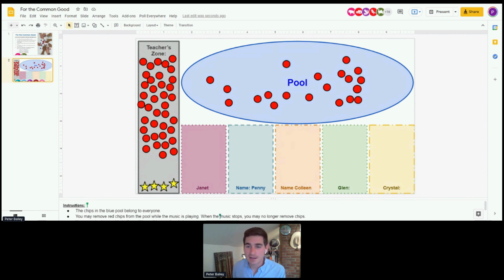Katie, I will say the maximum number of chips in the pool is 20, so they won't continue to double. They only double up to 20 chips. Good thought, though.